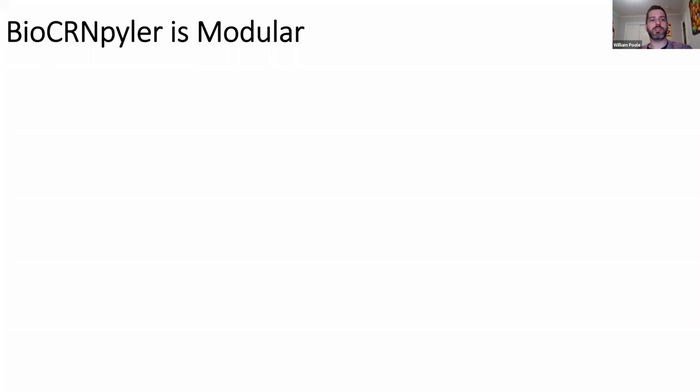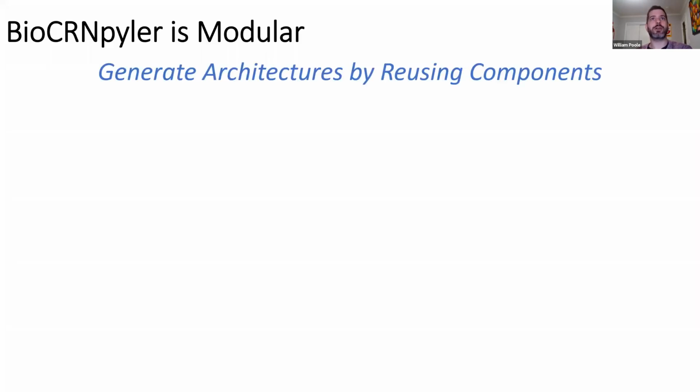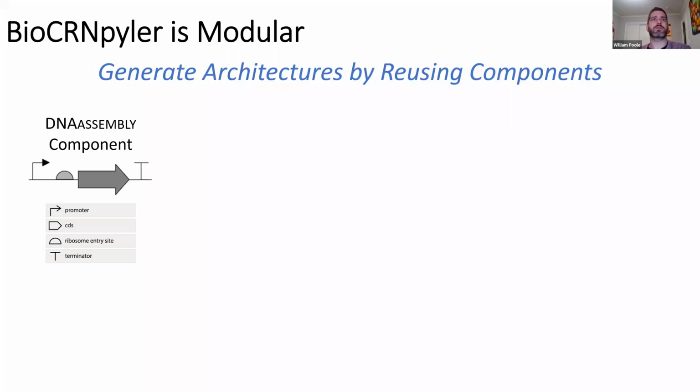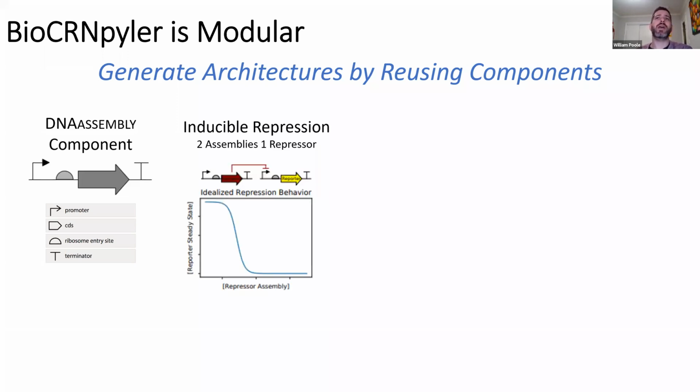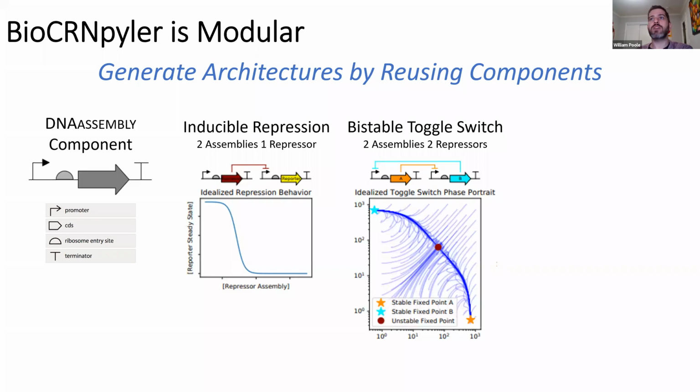So I'm going to make a couple points about Biocompiler. The first is that it's modular. I can start with one piece and I can reuse it. So I can generate lots of architectures by reusing components. So for example, this is what we call a DNA assembly. It's a very simple motif of a promoter that produces something via transcription and translation. And if I take one of them and use it to repress another, I get sort of this inducible repression. Or I can take two of them and wire them negatively against each other and get a bistable toggle switch, as many of you have probably heard about this circuit.